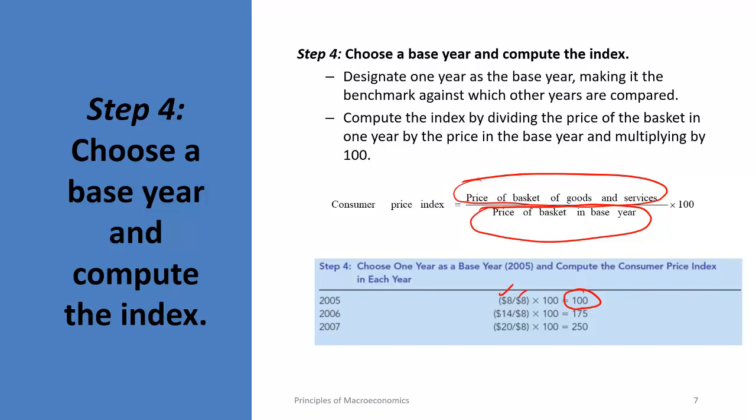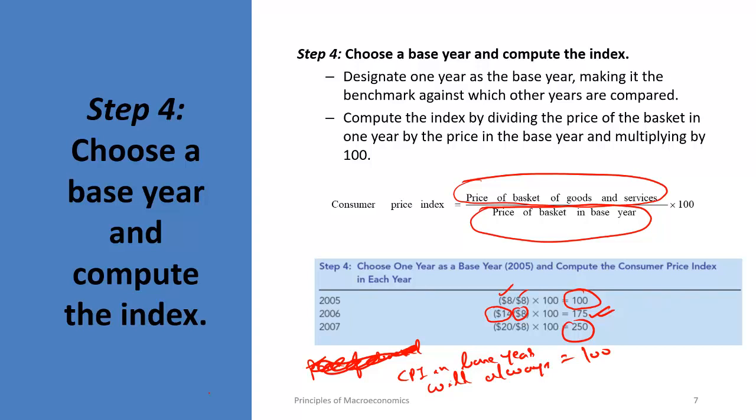Price index in 2006 would be the price of the basket in 2006, which was $14, which we calculated in step 3, divided by the price of the basket in 2005, which is our base year, times 100, and we get 175. Same thing you do for 2007. You divide 20 by 8, you get 250. So in the base year, CPI will always be equal to 100. So one of the interpretations is this: if it goes above 100, that means prices are going up. If it's going below 100, that means prices are going down.